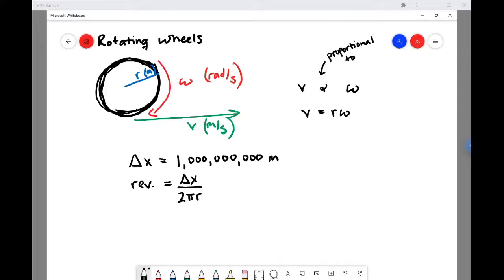Another way to think about this would be that delta x is a linear distance or displacement. It's a linear quantity, okay? And the corresponding angular quantity is delta theta, which would have units of radians.